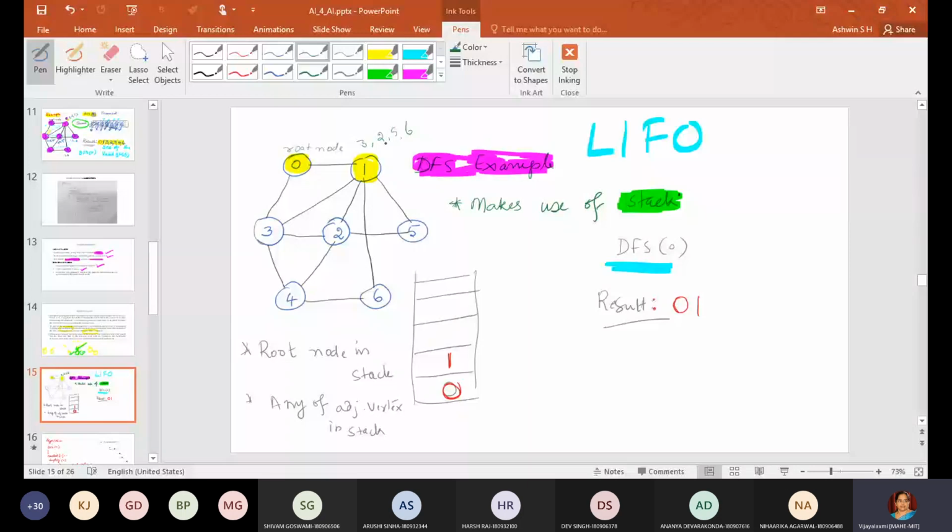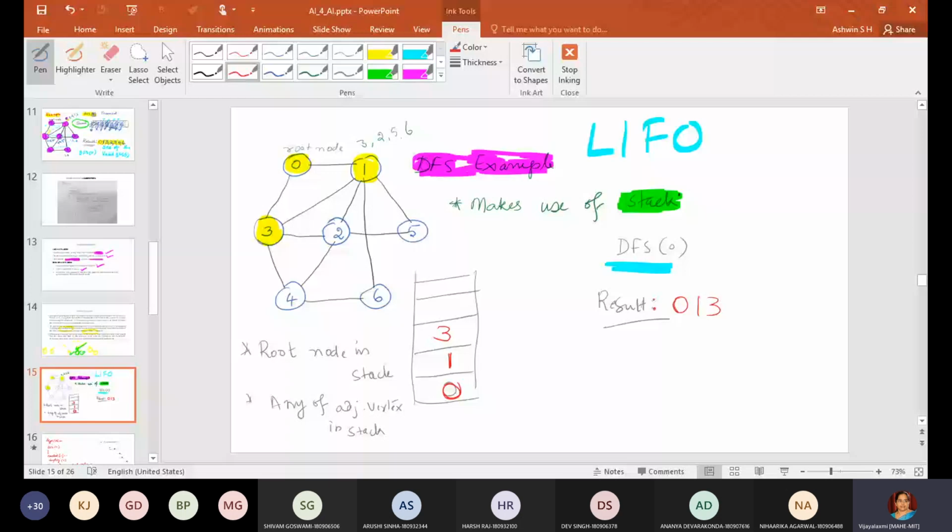Out of these, you can take any one. So you put it in the stack. I'll take 3. I'll write here 3. You may ask me later, why 3? Why not 2? Why not 5? So I am taking 3 here. I have marked it, it is visited now. So here in my result also print 3. So 0, 1, 3 is printed.